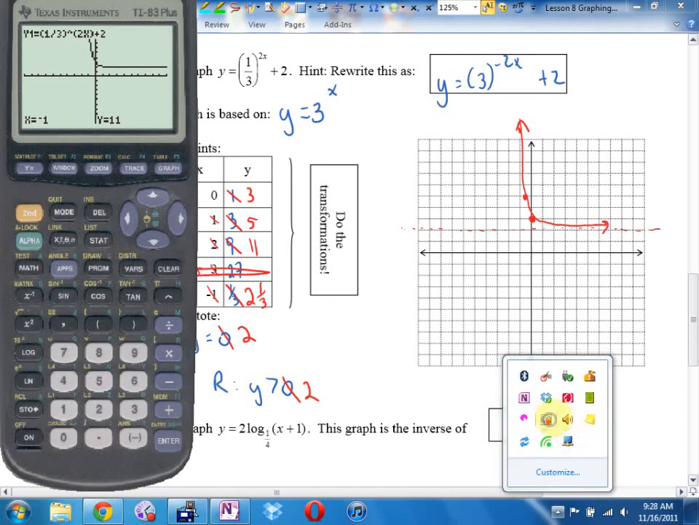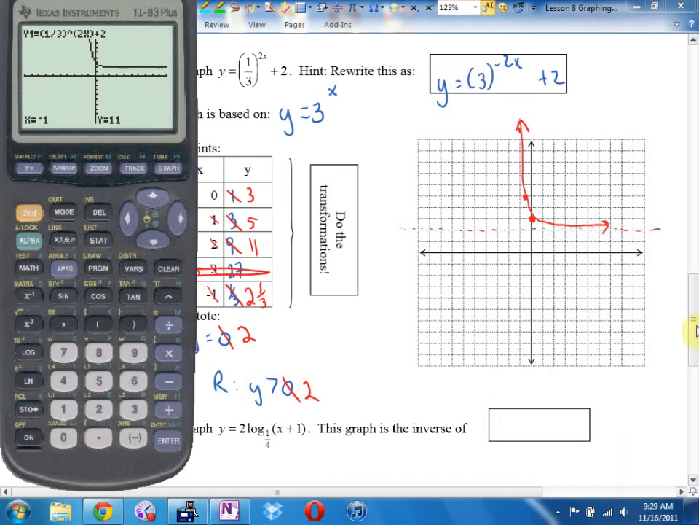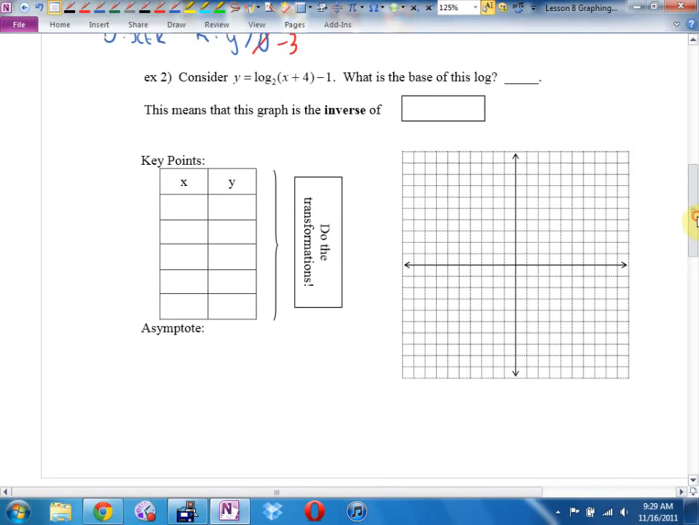Let's go back to example 2. Log graphs. Example 2. Katie, what's the base of this log? 2. What that means is this is the inverse of this.